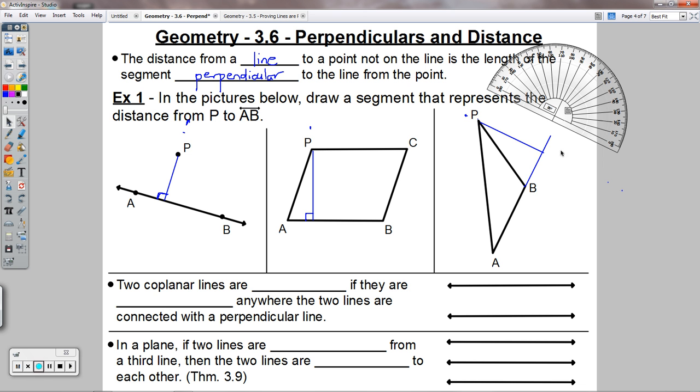And there it is. So right here, this is going to be my distance from P to AB, this segment right here. It's kind of messy, but that's okay. I just want to make this a little darker, a little bolder. That's the segment in question here. So this is the distance from P to line AB in that case.